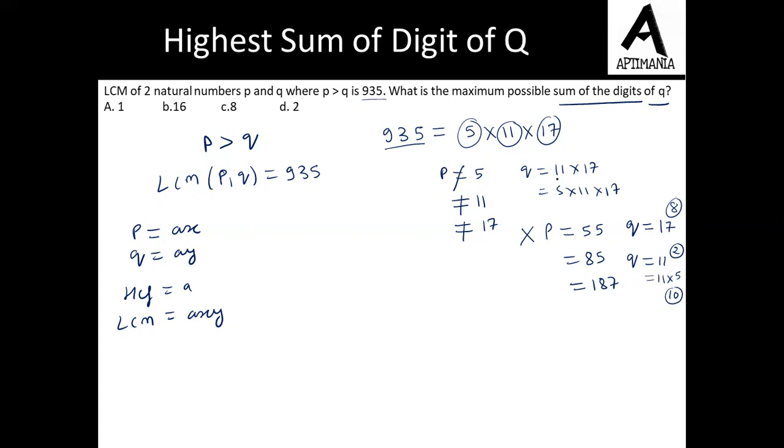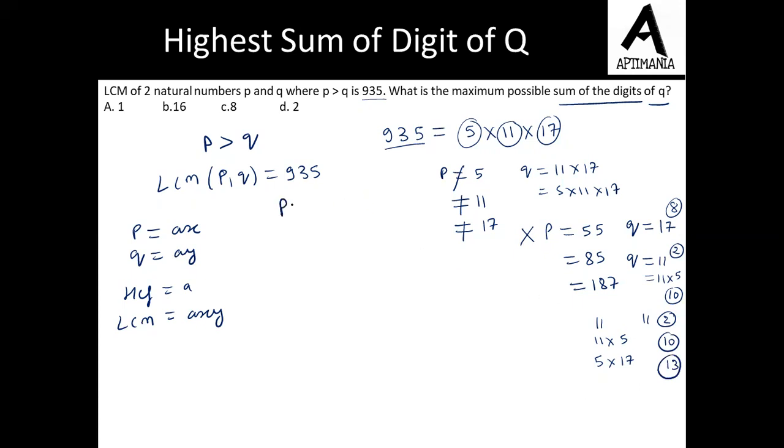Now in case P is 11 into 17, तो Q क्या हो सकता है? Q can be either 11, it can be 11 into 5, it can be 5 into 17. Fine. क्योंकि ये कुछ भी वैल्यू हो सकती है. तो यहाँ पर the sum of digit is 2. यहाँ पर the sum of digit is again 10 और यहाँ 85. 85 means 13. ये आपका sum of digit आ रहा है Q का.